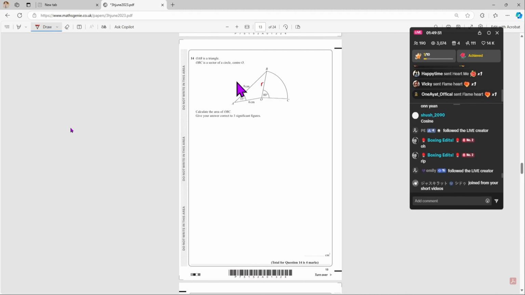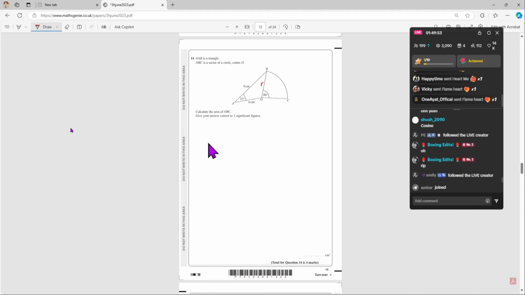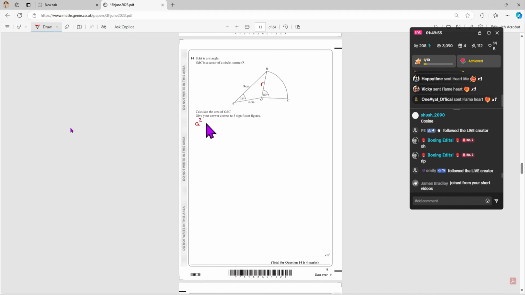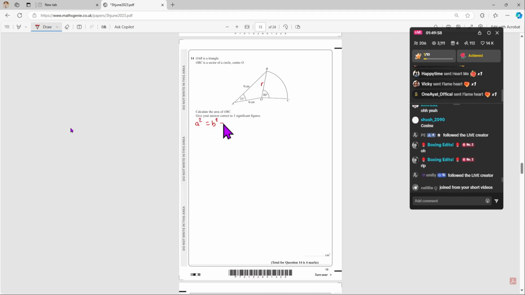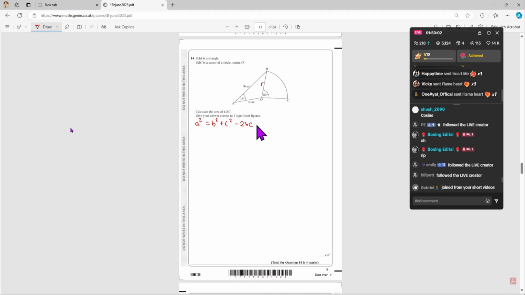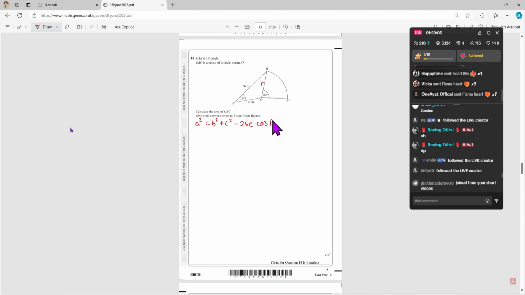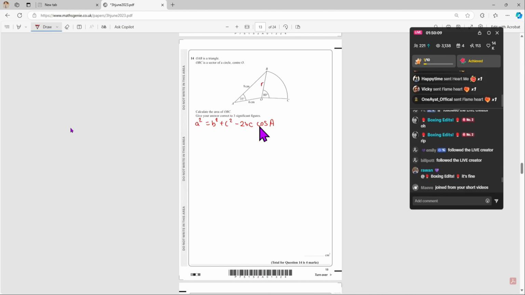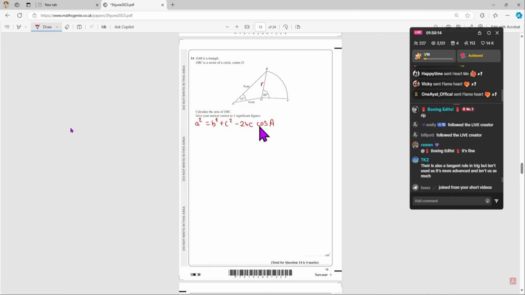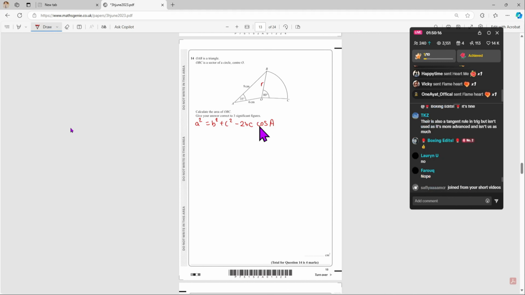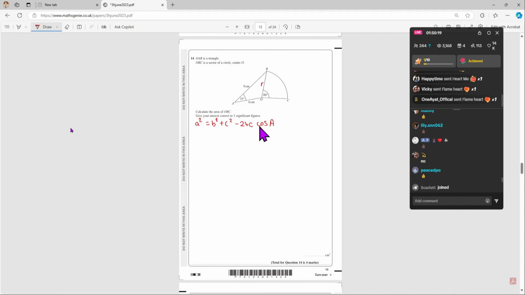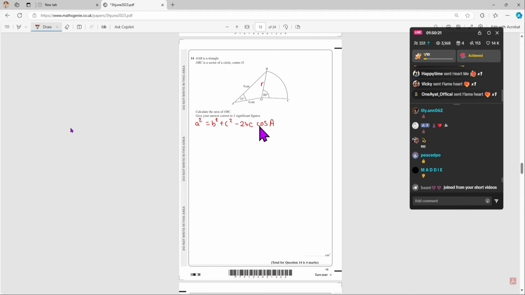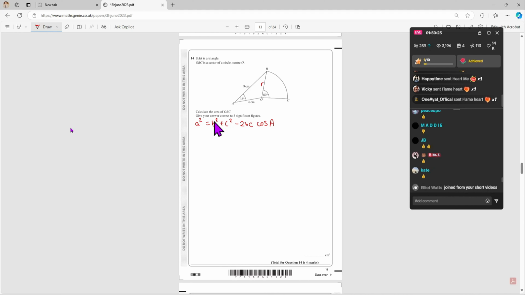Okay. So the cosine rule is a squared is equal to b squared plus c squared minus 2bc cos A. In the chat, give a thumbs up if you're familiar with this rule. If you're not familiar with this, you need to learn this, because that's the only way you can work out the radius of our sector.